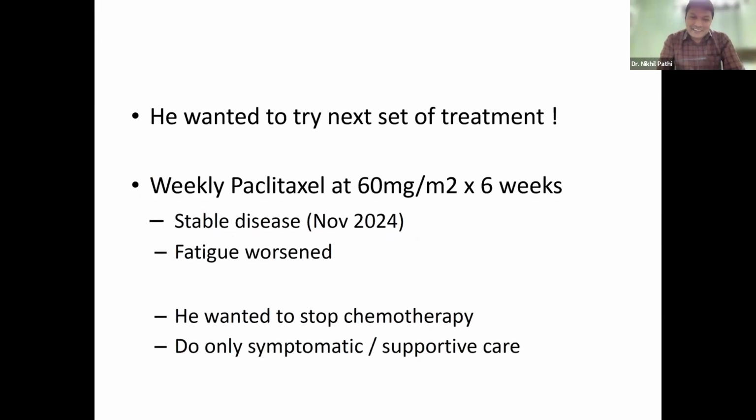Yeah. So he said that he was ready for the next set of medicine also. There were no standard answers for his particular stage or situation right then. So we started with weekly paclitaxel, 60 mg per meter square. We gave it for about 6 weeks and got a repeat scan done. It showed stable disease, but this time the paclitaxel was hampering his health. He was having some sort of myalgias, and his fatigue also worsened. So that is when we had another discussion, and we thought it is better we stop chemotherapy at that point in time because his quality of life was getting spoiled, and do only symptomatic supportive care.